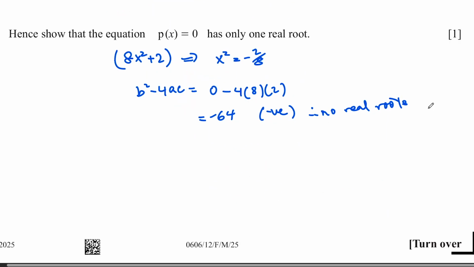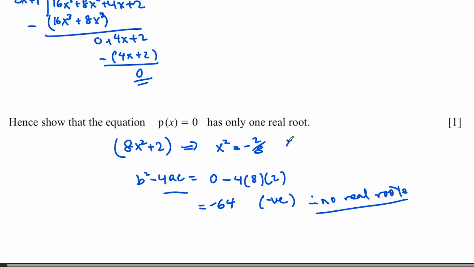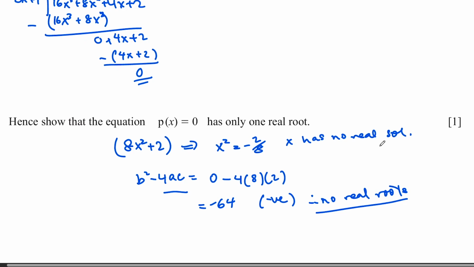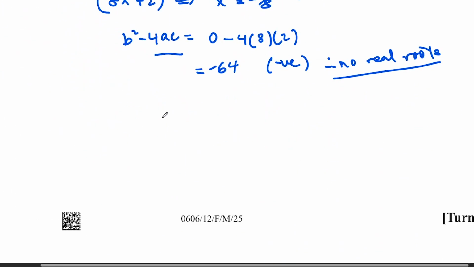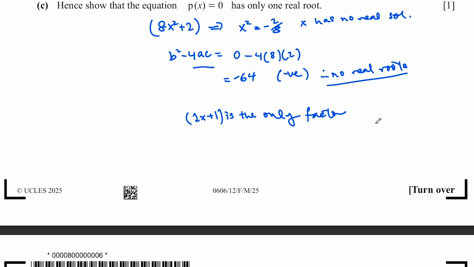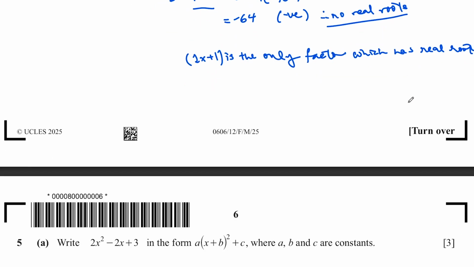As long as you make your justification clear using b squared minus 4ac, or you say this x has no real solution. And then I think you should also mention, to be safe, that 2x plus 1 is the only factor which has real roots, right? So for 1 mark, right?